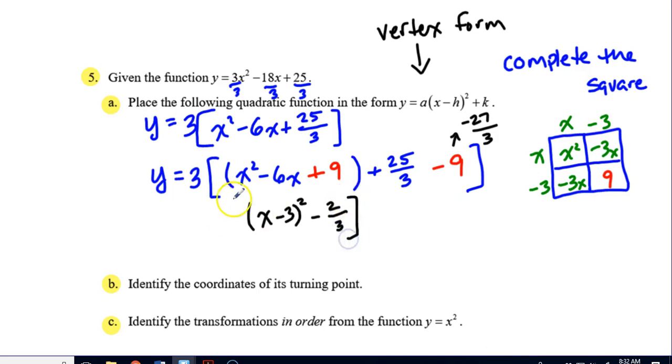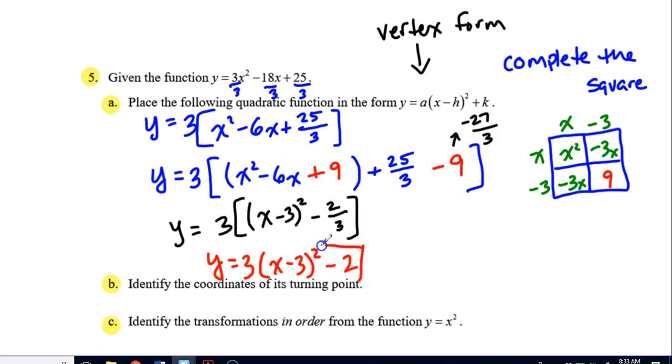Put our brackets in. Still have that 3 out in front. Now it's looking really similar to the form we want, but I don't see any brackets in that vertex form. So again, distribute your 3 back in, and it's going to work out very nicely. We have our a value. And now 3 times negative 2/3 just leaves us with a negative 2. There is our very nice vertex form where we can see the values of a and h and k.